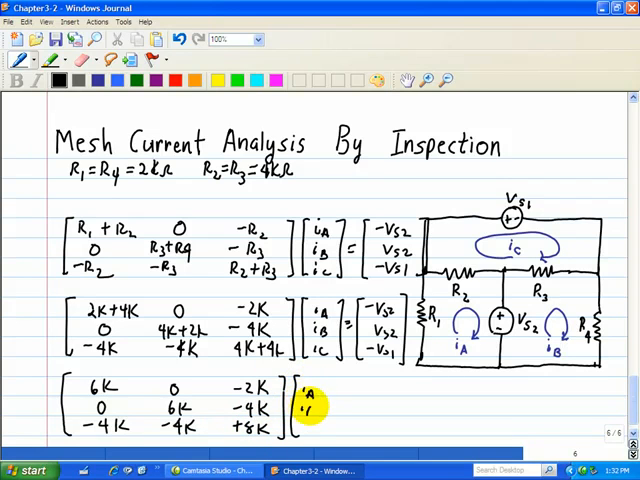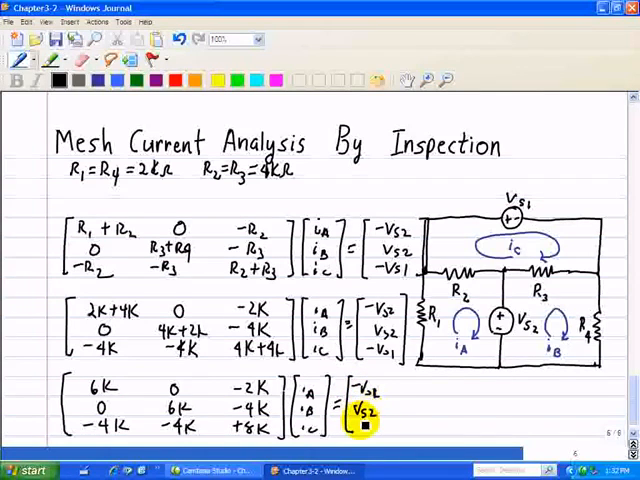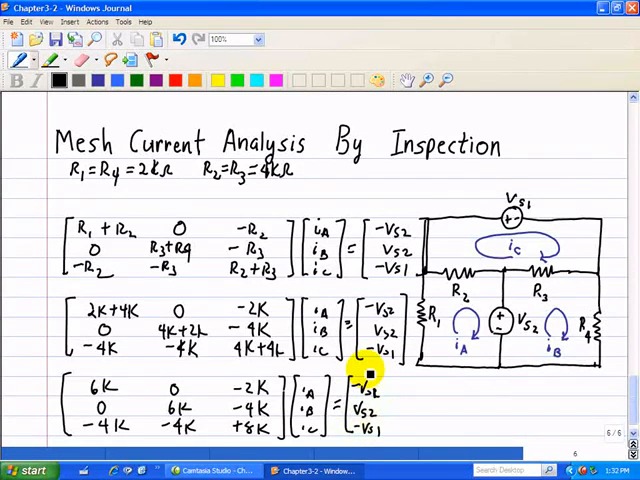IA, IB, IC equals minus VS2, plus VS2, and minus VS1. And that completes this analysis in terms of describing the circuit in terms of the mesh currents.